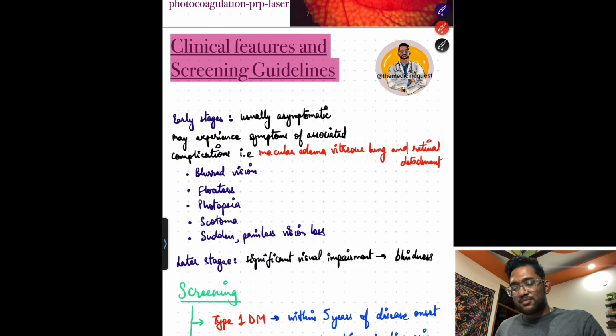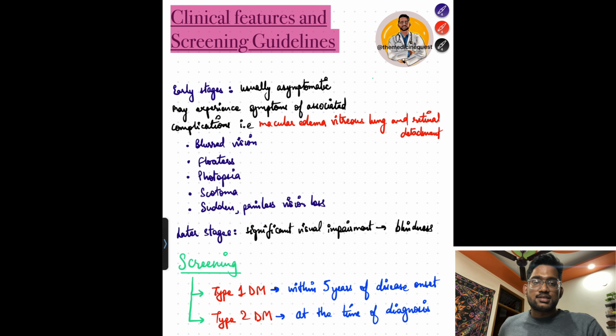Now we will look at some clinical features and how the screening is done for diabetic retinopathy. In early stages, usually the patient is asymptomatic. There may be symptoms according to the complications, as we have discussed, like macular edema, vitreous hemorrhage, or retinal detachment. These will lead to blurring of vision, as well as floaters, photopsia, scotoma, sudden and painless loss of vision, as I have just mentioned. In later stages, there will be significant visual impairment, which will lead to blindness.